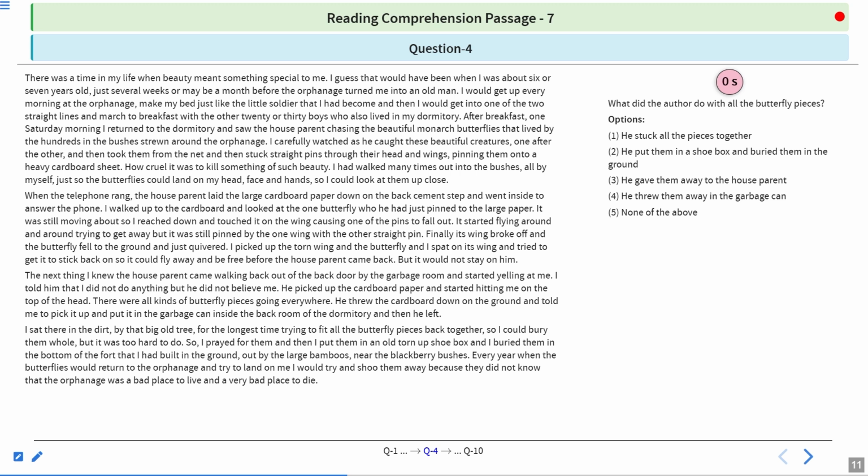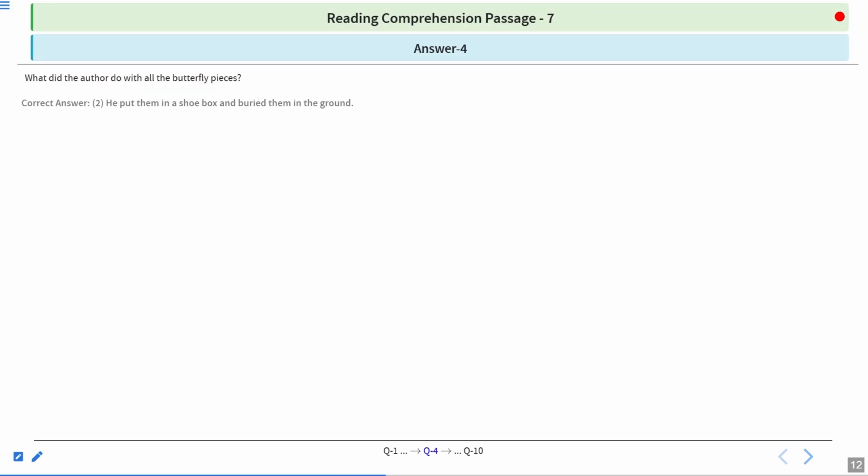I hope you've chosen the right one. Let's move to the correct answer. The correct answer is 2. He put them in a shoe box and buried them in the ground.